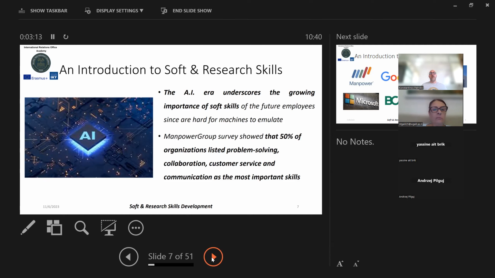And when machines and humans interact right now, soft skills make the difference. Even ManpowerGroup, as you can see over here, showed that 50% of the organizations listed soft skills like problem solving, collaboration, manners, which relate to customer service, professionalism, and communication as the most important skills. These are the things that should be developed and triggered through your undergraduate studies, and not wait to become an employee in order to develop them.